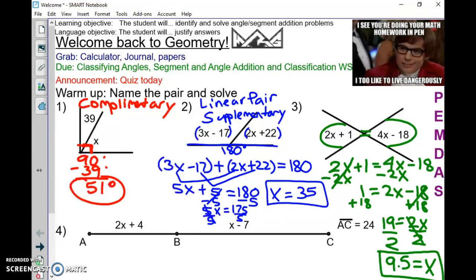Hint on today's quiz, if you get a fraction, as long as you showed all your work correctly and you know you didn't mess up your work, that's the answer. Okay? So don't be afraid to get a fraction as an answer. Okay?